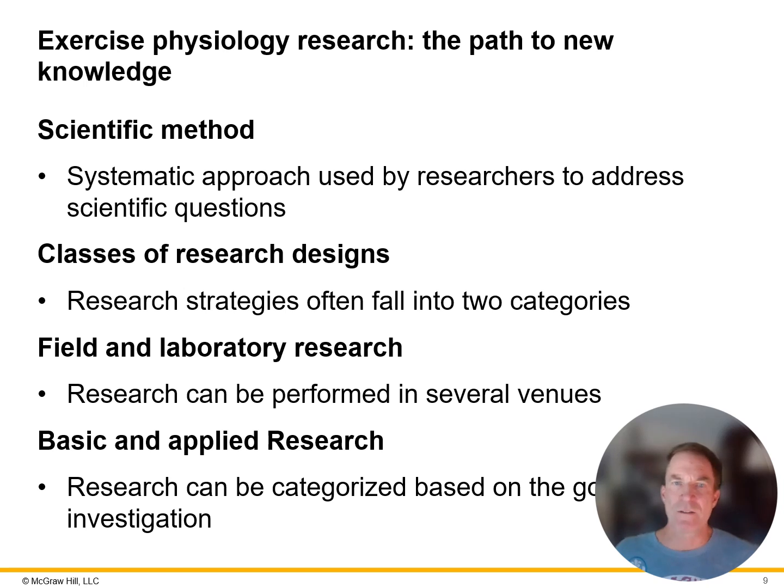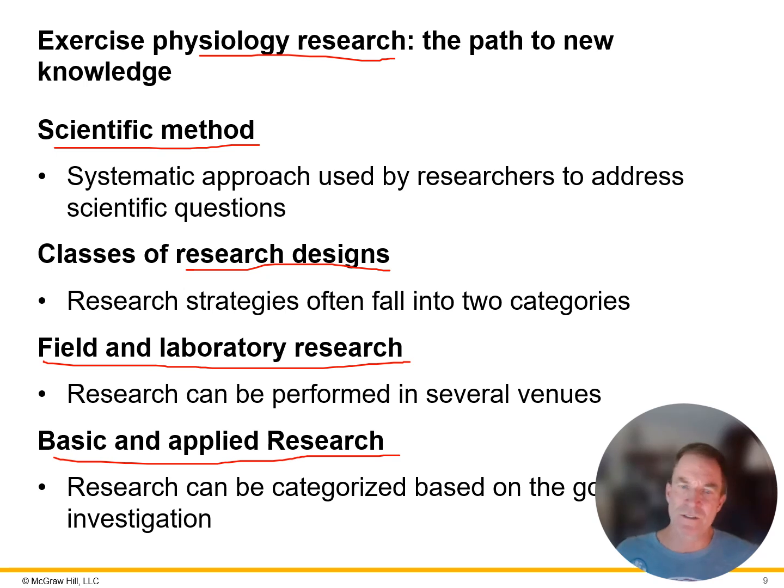Okay, looking at some of what we call physiology research, the path of knowledge. The scientific method is a set way to do things, and I'll go into some of the details of it in a little bit. But we have different classes of research designs. There's field and laboratory research, of course, field being literally on the playing field, and then basic and applied research. So these are different ways to be looking at it.